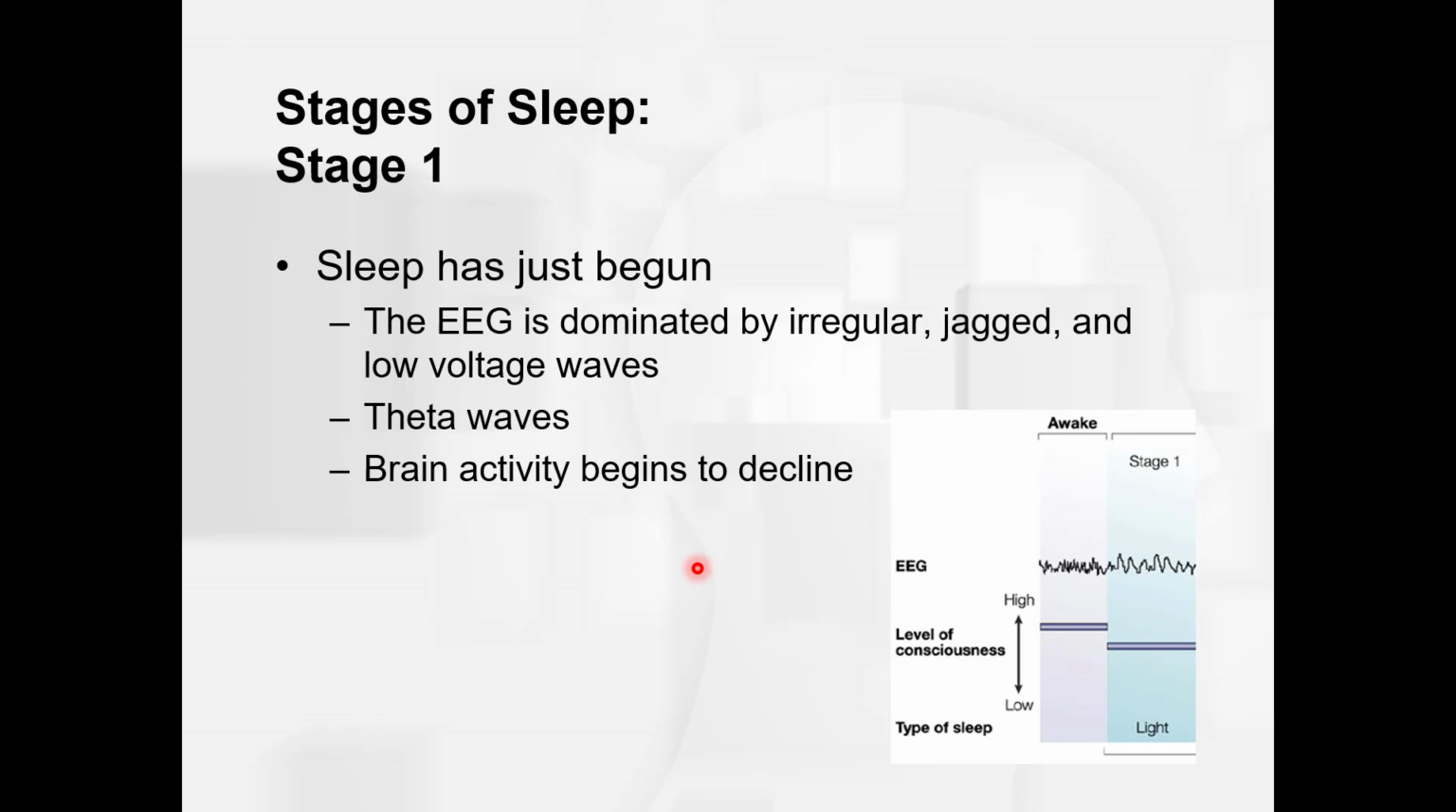Brain activity begins to decline. You're becoming more relaxed. Your muscle activity slows. There might be an occasional twitching. And if you're a good sleeper, this is going to only last about 5 to 10 minutes.